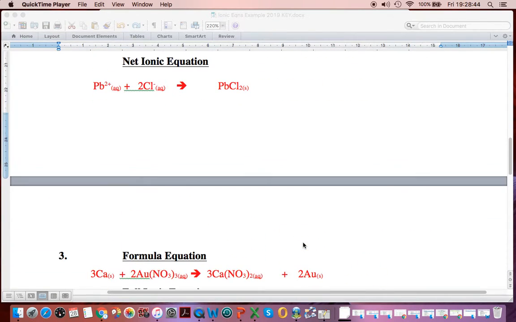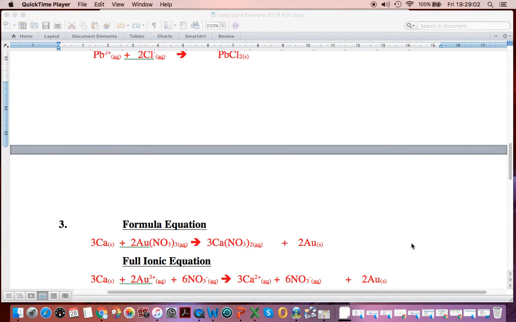Next beast, number 3. Now we're looking at a single replacement reaction. So we have 3 calcium solid, we have this ionic compound, another solid. Well, we know solids come down the same, and these characters are going to dissociate because they're aqueous and ionic. So calcium came down the same, the gold nitrate split up into its ions, it's balanced, 2 golds, 2 times 3, 6 nitrates. And here we have our 3 calciums, 3 times 2, 6 nitrates, and our 2 golds came down like so.